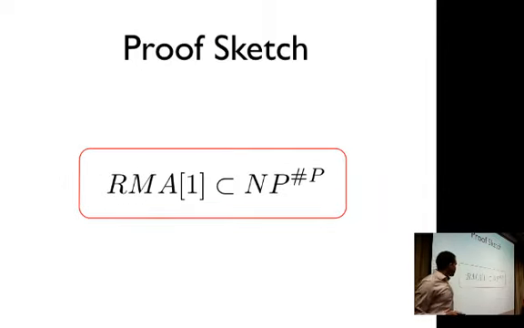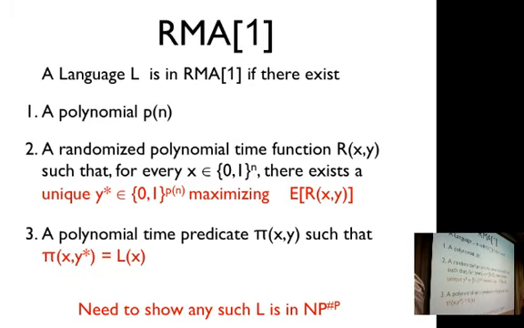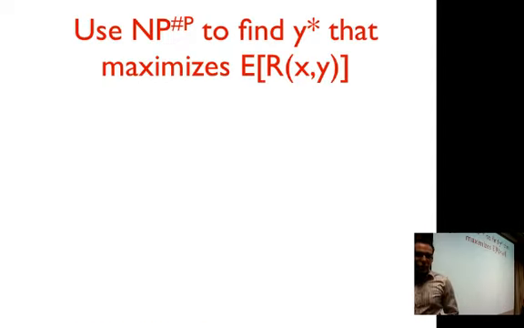So the proof of this, there's a definition for languages, but basically what we need to do is show that any language which has these associated reward and output functions is in NP to the #P. And the hard part is finding this unique certificate that maximizes the expected reward. So we need to use our power to find this unique certificate.